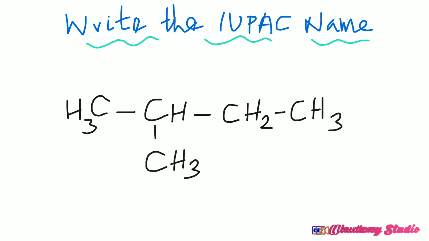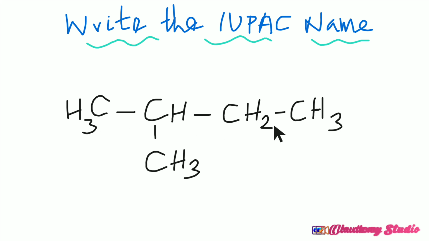Hello friends, let's write the IUPAC name for this compound. To write the IUPAC name, first we need to find which is the main chain or the parent chain. So if we look at this compound, this hydrocarbon, the chain starts with this carbon, it goes like that, it ends with this carbon. This is one chain.